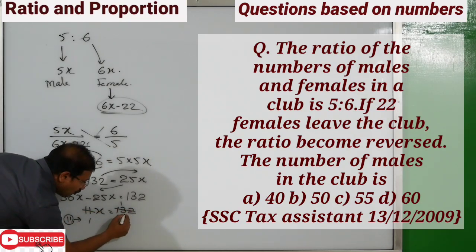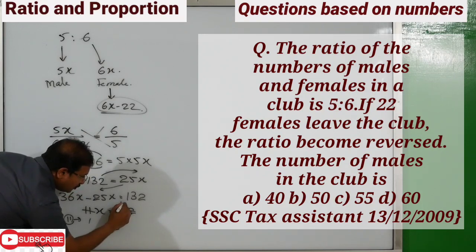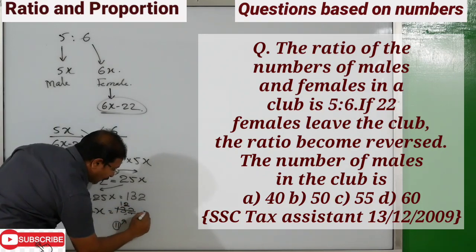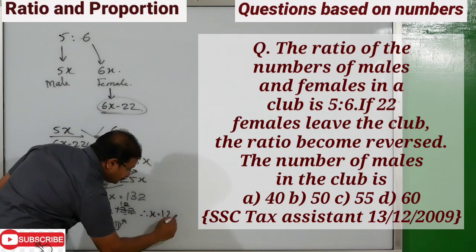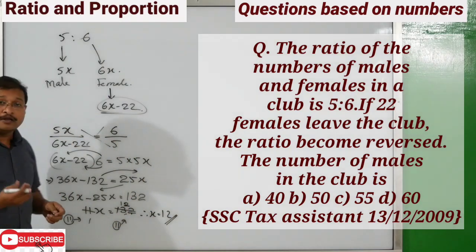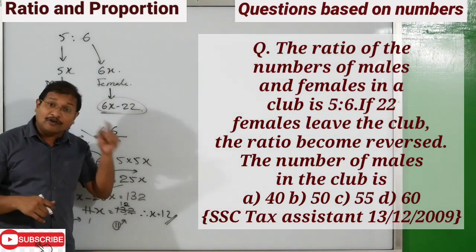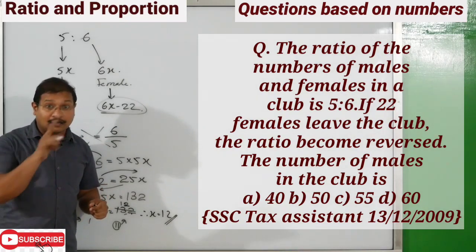Balance is 2. 2 means 22. 22 means 2 11s are 22. Therefore, x equals 12. Ready? Now, what do you want in the question? We want to find out the number of males in the club.